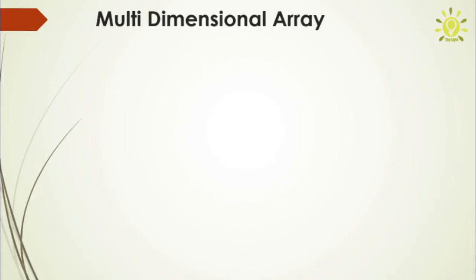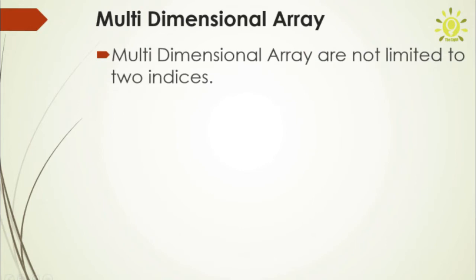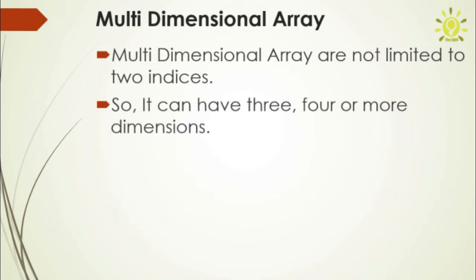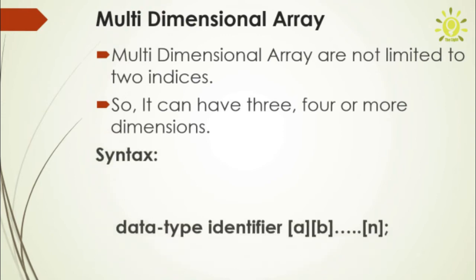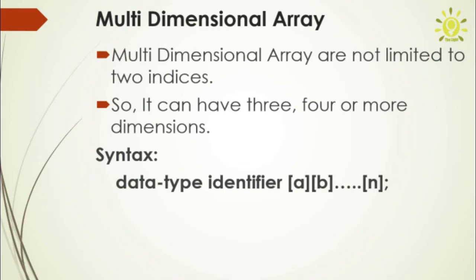So the next one is the multi-dimensional array. A multi-dimensional array is called an array of arrays. So multi-dimensional arrays are not limited to 2 indices. So guys, it can have 3, 4 or more dimensions. The syntax of a multi-dimensional array is to use the data type, then the identifier, that is basically the array name, and then the dimensions that you want to use. Here, take an example.